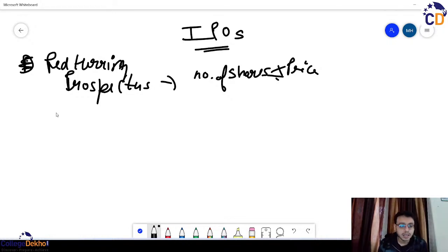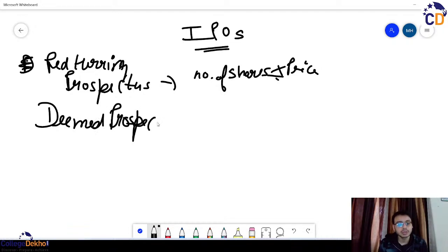The second kind of prospectus is called your deemed prospectus. Deemed prospectus is not talked about much and there is not much difference either. A deemed prospectus is not a complete or exact prospectus, but it is deemed to be a prospectus because it is regulated by SEBI or under any governing act. So do not worry about the deemed prospectus as of now. One of the most important prospectuses that comes in is the abridged prospectus.